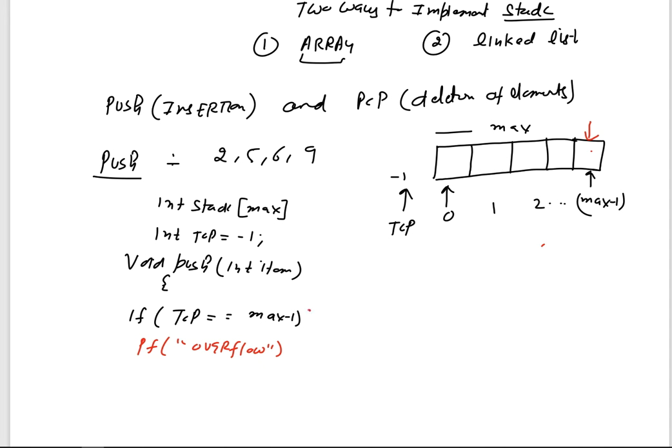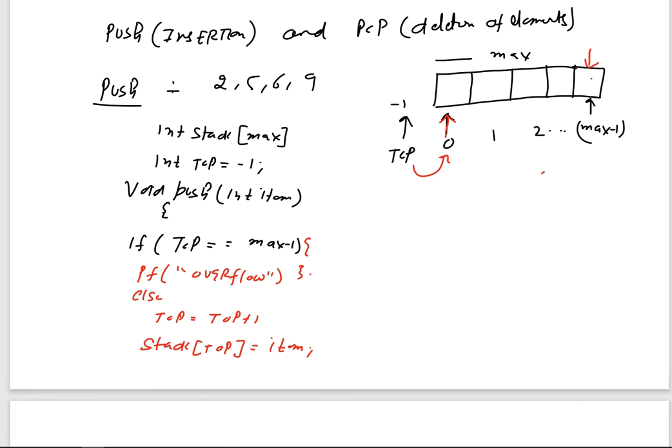Else, we can increment the top position by 1. Let us initially suppose that this is empty, so top is -1. After incrementing we go to this position, so it is pointing to 0 now. Now top is pointing here, and we can easily insert the element at this position by simply writing this line of code. And then simply we can return.